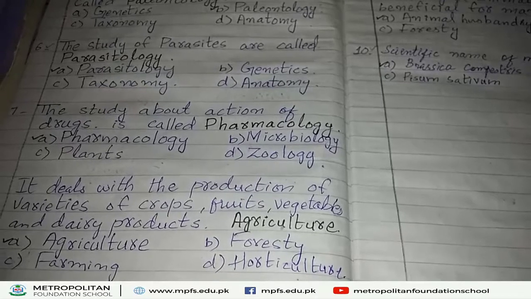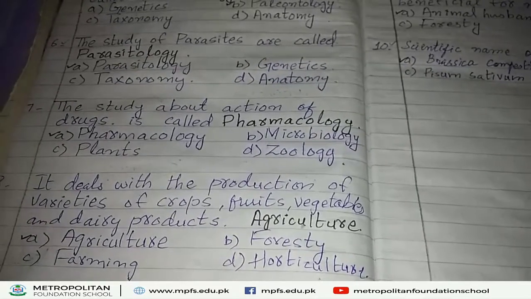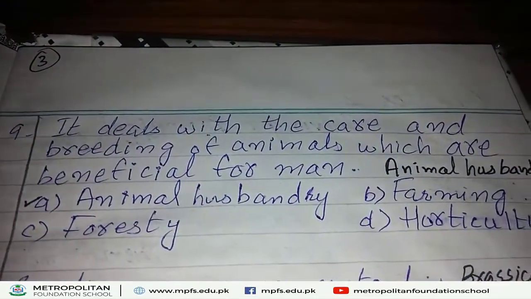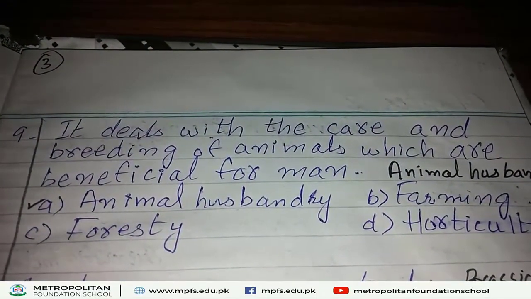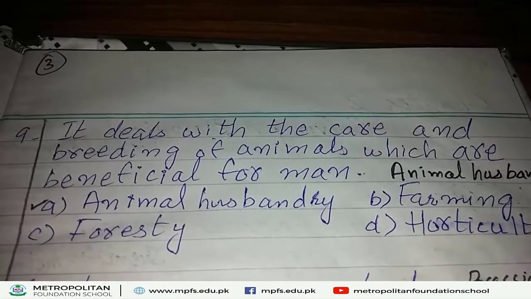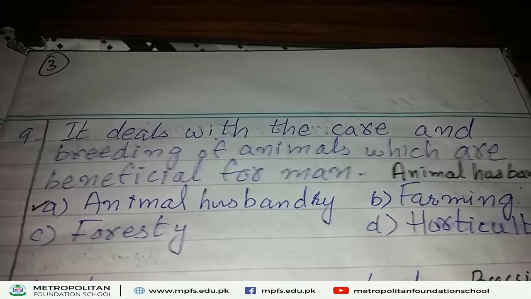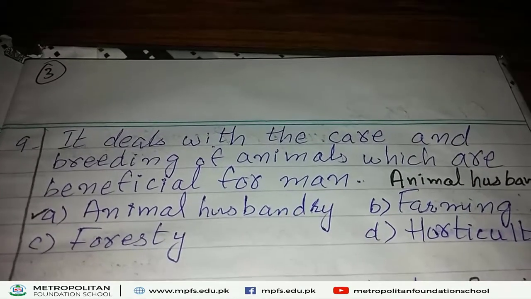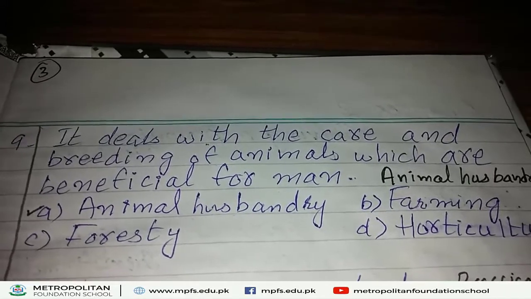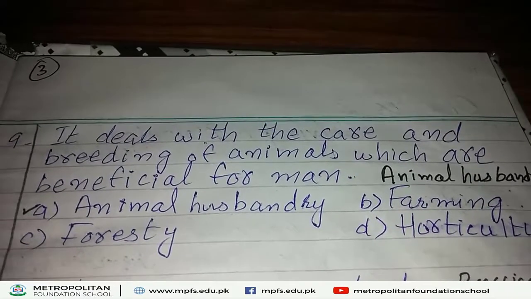So the correct option is option A, animal husbandry. It deals with the care and breeding of animals which are beneficial for man. Option A, animal husbandry, option B, farming, option C, forestry, and option D, horticulture.